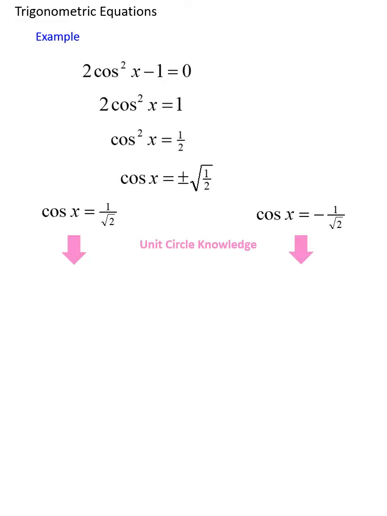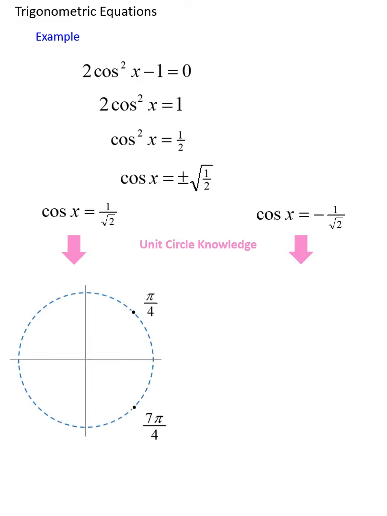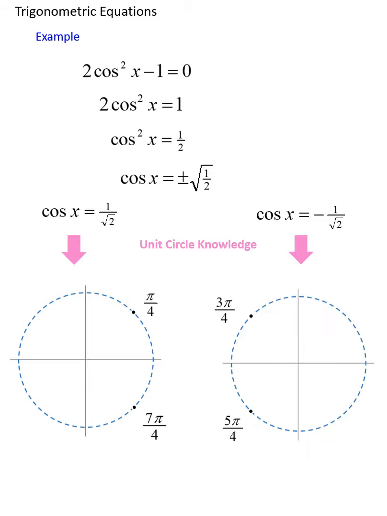And we're going to use our unit circle knowledge to do this. And so what we're going to do here is just think, where is the cosine radical 2 over 2, also 1 over radical 2? Well, there's 2 points on the unit circle, pi over 4 and 7 pi over 4. You should recognize those as the 2 points that have an x-coordinate of 1 over radical 2, which is also radical 2 over 2. Likewise, you can solve the one on the right by asking, where is the x-coordinate negative that number? And there are 2 values for which that's the case.